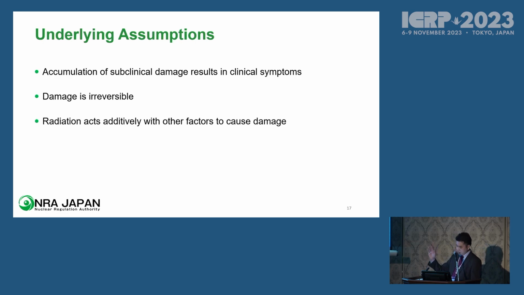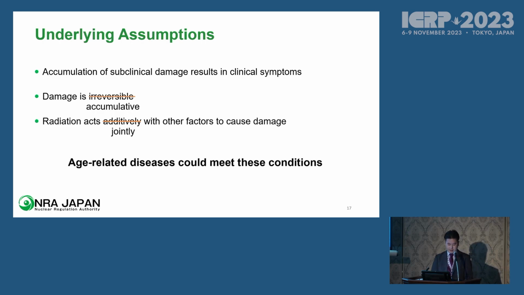The first assumption is not changed, but the second one, instead of damage is irreversible, we can say that the damage is accumulative. And the third one, instead of additively, we can say that radiation acts jointly with other factors to cause damage. And looking at the rephrased assumptions, we find that the age-related diseases could meet these conditions.